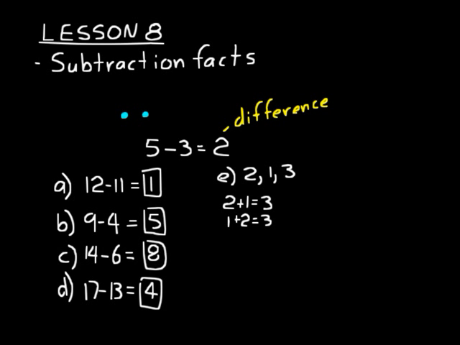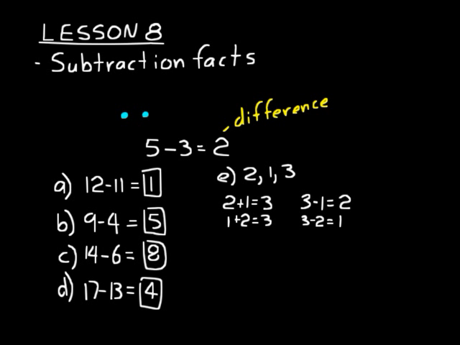Remember, in addition, the order that you put the numbers in does not matter. Now, let's think about 2 subtraction facts. 3 minus 1 equals 2. If you took 1 away from 3, you'd have 2 left over. And then another one, 3 minus 2 equals 1. Take away 2 from 3 and you get 1. Now, order does matter in subtraction. You can't say 1 minus 3. That's not the same thing as 3 minus 1. So make sure you understand that. Be very careful about that. In addition, order of the numbers does not matter. In subtraction, it matters a great deal.